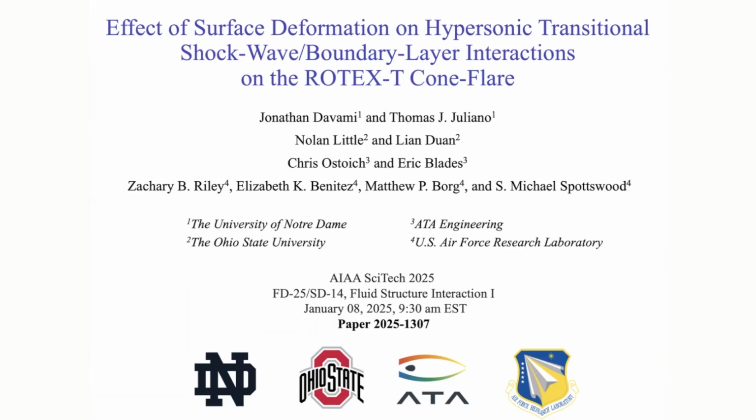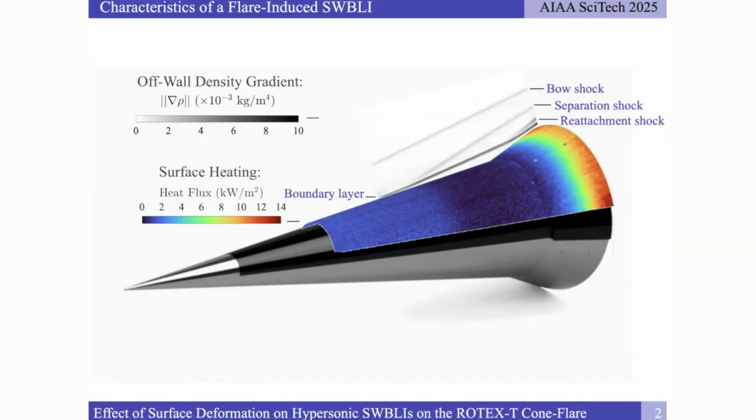This is a brief recap on our studies of the effect of surface deformation on hypersonic transitional shockwave boundary layer interactions on the Rotex-T cone flare. The schematic shows the characteristics of a flare-induced shockwave boundary layer interaction. The boundary layer under these conditions separates prior to reaching the cone flare junction.